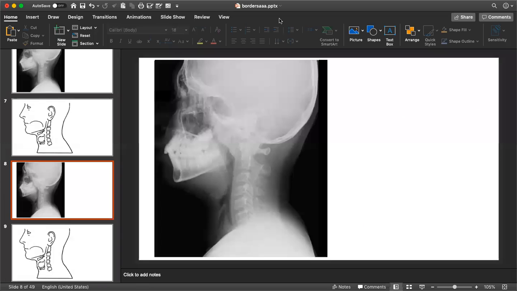Sir, what do we call these printouts? Are these X-ray printouts? Yeah, these are the X-rays. These are the portal films, no?